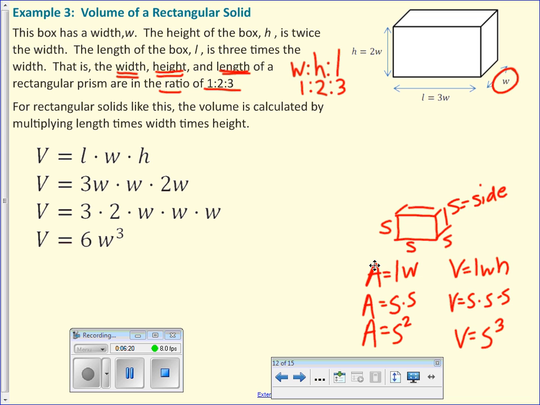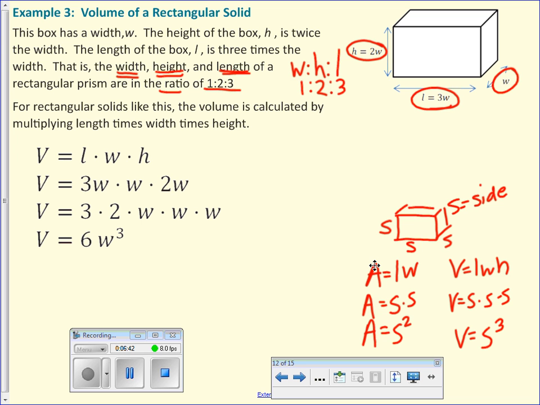So anyway, if my width is 1, right there, my width is W. But my height is 2 of them. So my height is 2W. My length is 3 times that, so my length is 3W.